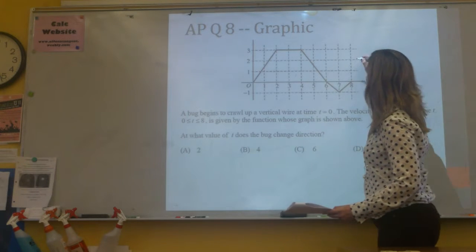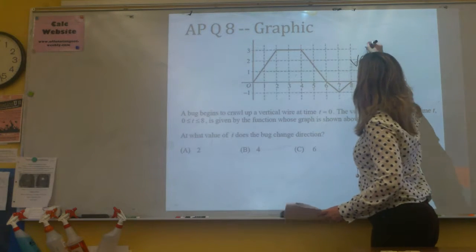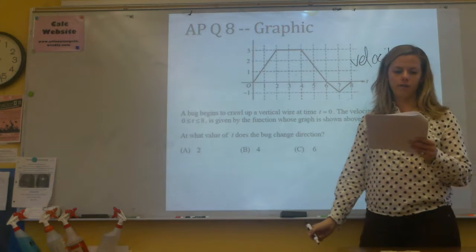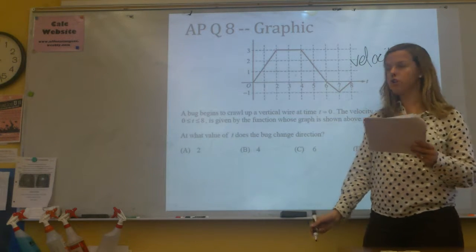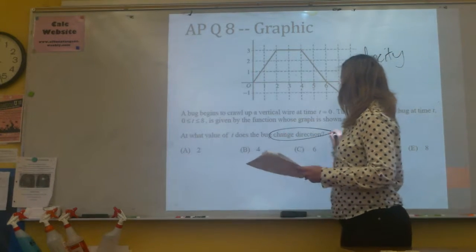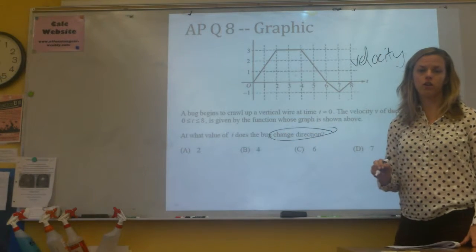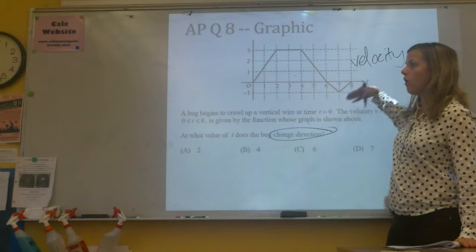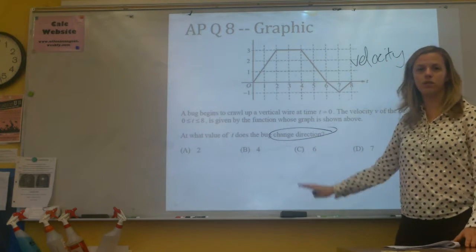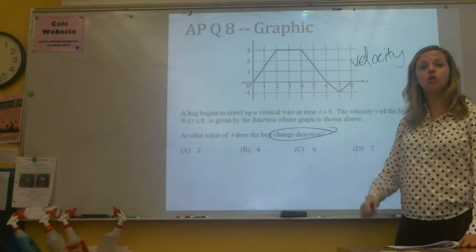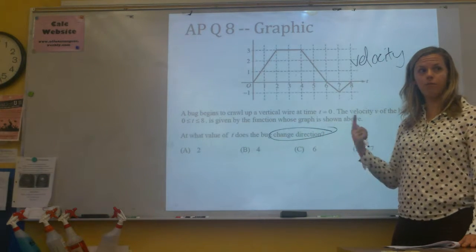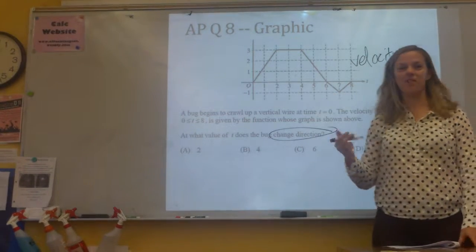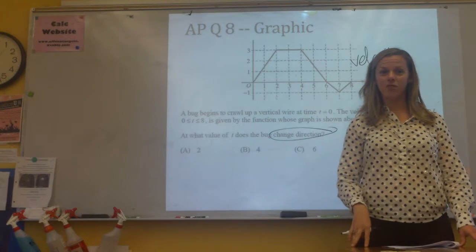This is where I annotate. I'm going to say this is velocity. At what value of t does the bug change direction? What does change direction mean about velocity? Go ahead and annotate it, and come up with the answer. I'll give you a sec and then we'll join back up.